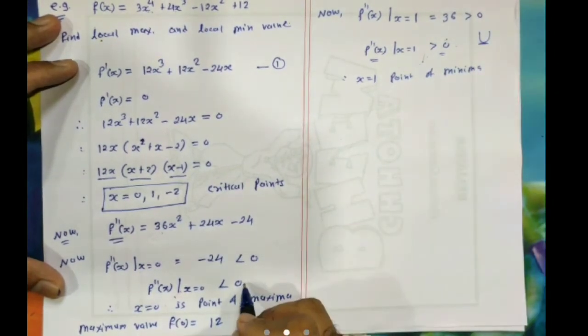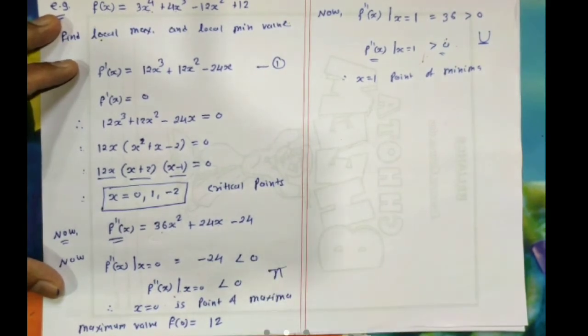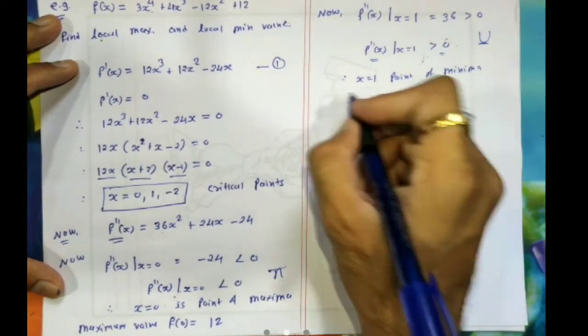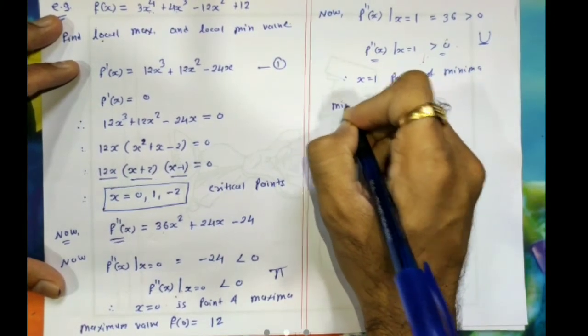And for f double dash x less than 0, it will give concavity of the curve. So it will give the maximum value. So this x equal to 1 is the point of maxima. So we are getting the, sorry, point of minima. So we are getting the minimum value.